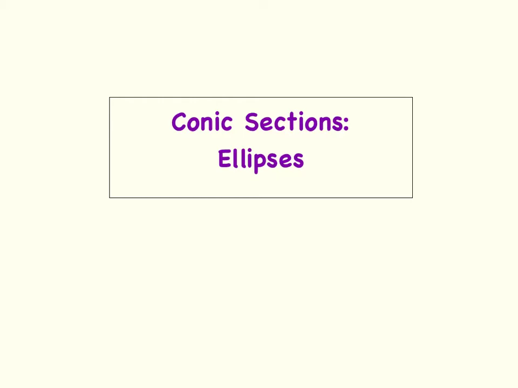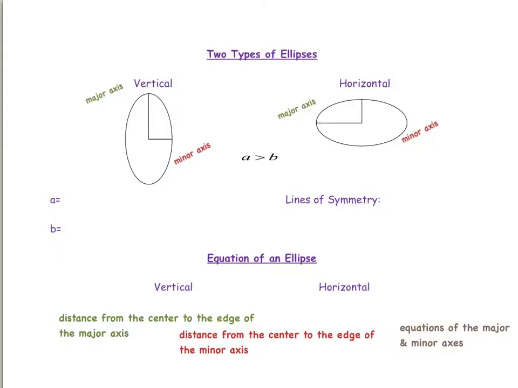Now let's get started. There are two types of ellipses, vertical and horizontal. Each type of ellipse has a major axis and a minor axis. The major axis is always the longer axis, and the minor axis is always the shorter one. In the vertical ellipse, the major axis is vertical, and it cuts the ellipse into two equal halves.